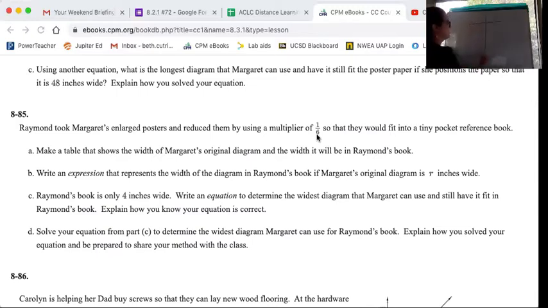So we have original, which is R, and we have Raymond's reduction, which is 1/6 R. So if it was 1 inch, 2 inch, 3 inch, you would have 1 times 1/6, which is 1/6. You would have 2 times 1/6, which is 1/3. We're getting a little bit bigger. And 3 times 1/6, which is 1/2.